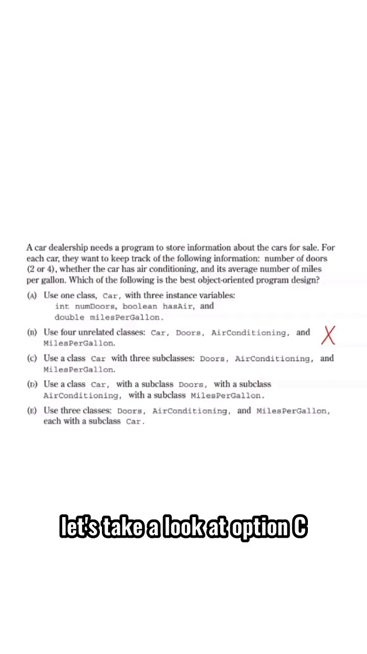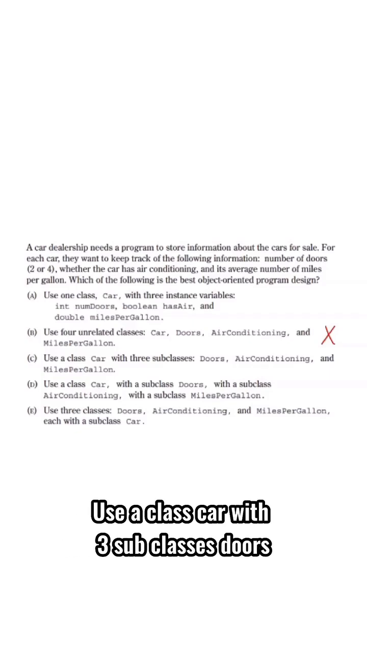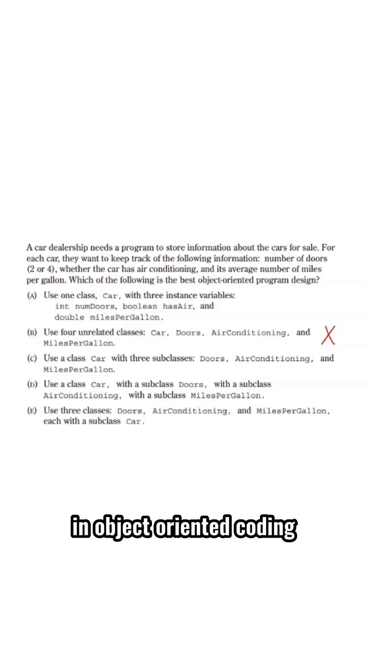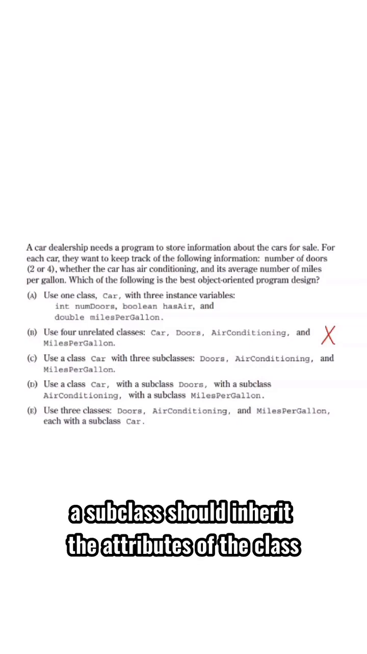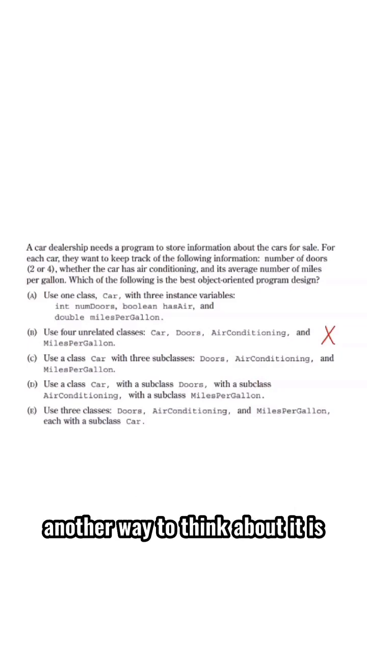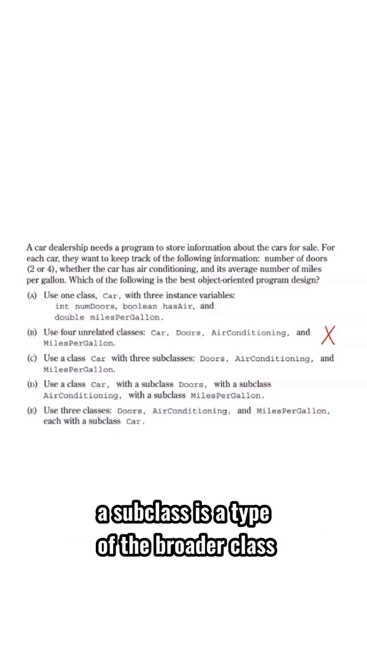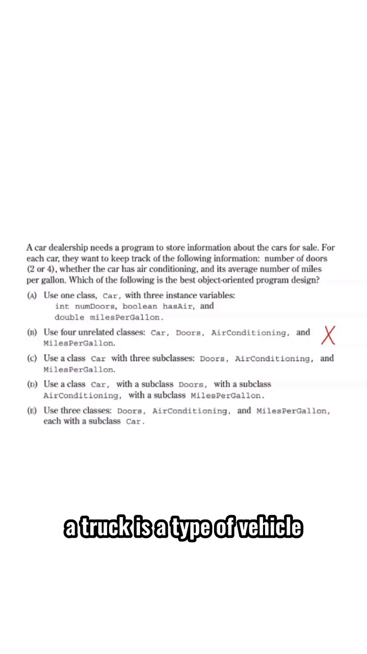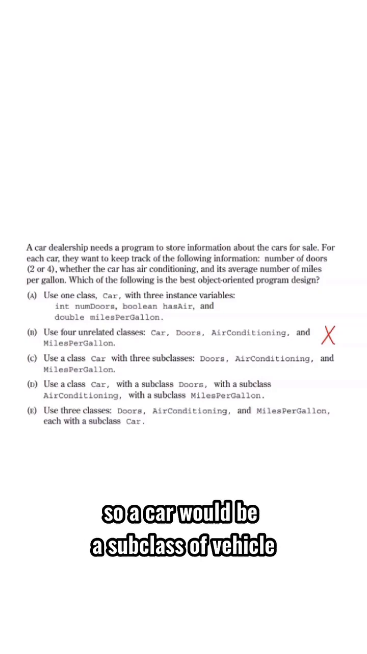So let's take a look at option C. Use a class car with 3 subclasses: doors, air conditioning, and miles per gallon. To be a subclass in object-oriented coding, a subclass should inherit the attributes of the class. Another way to think about it is a subclass is a type of the broader class. So for example, a car is a type of vehicle, a truck is a type of vehicle, so a car would be a subclass of vehicle, a truck would be a subclass of vehicle.